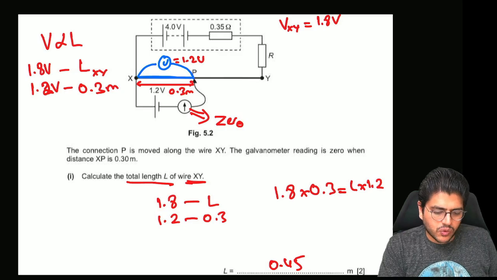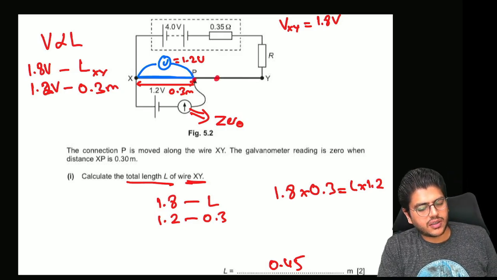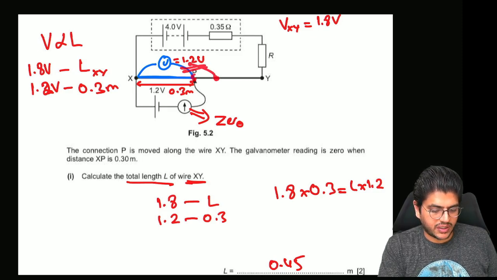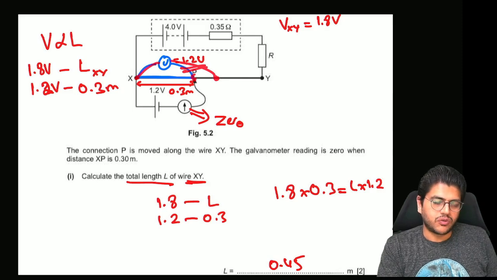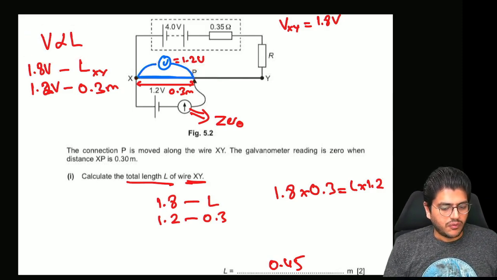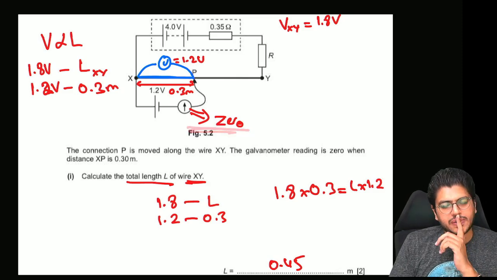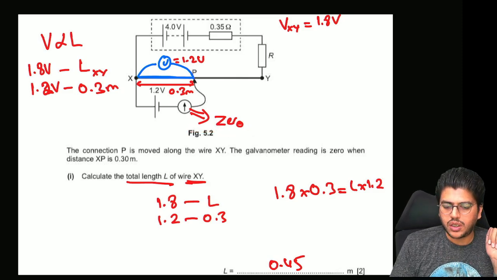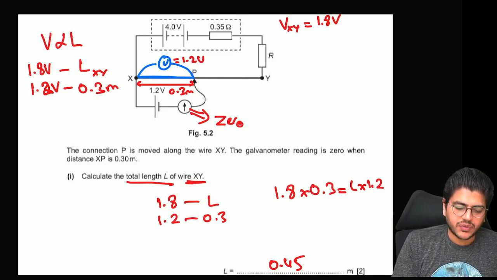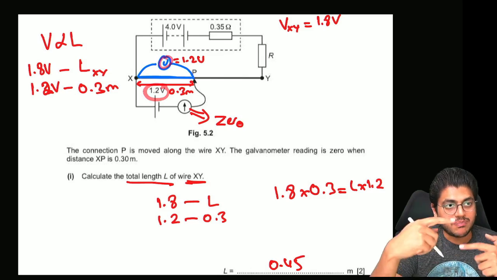I have a question for you. If I move this jockey from here to here, do you think this voltage will remain 1.2 or will it change? Obviously, the voltmeter is now connected here and there. Will the voltmeter reading change? Yes, because voltage is proportional to length. Would the galvanometer reading still be 0? No. The galvanometer is only 0 when this voltmeter reading and this battery's EMF match.